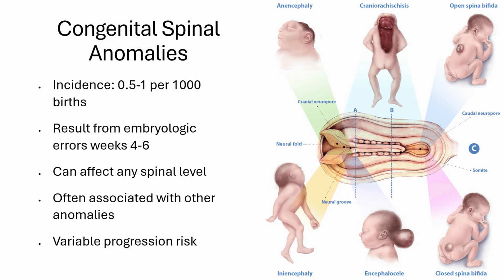The clinical significance extends beyond the obvious spinal deformity because these anomalies frequently associate with other organ system abnormalities. Think of this as a developmental disruption that affects multiple systems simultaneously rather than an isolated spinal problem. The progression risk varies dramatically depending on the specific type and location of the defect, making accurate classification essential for predicting long-term outcomes and planning appropriate interventions.